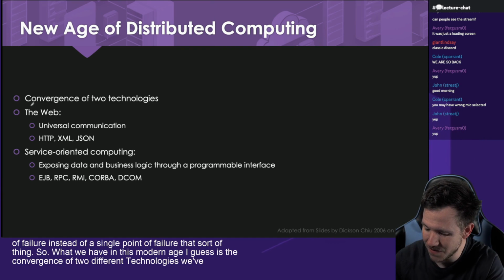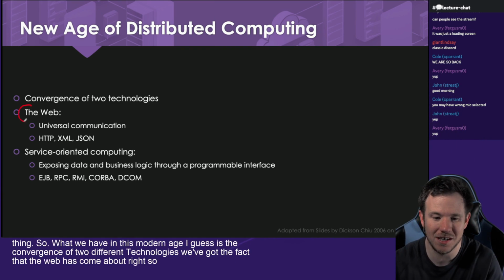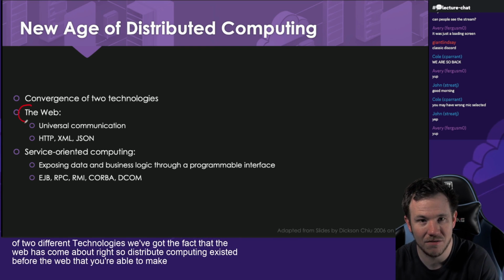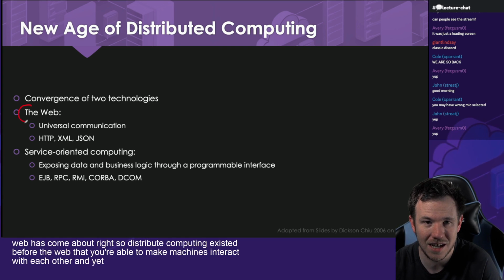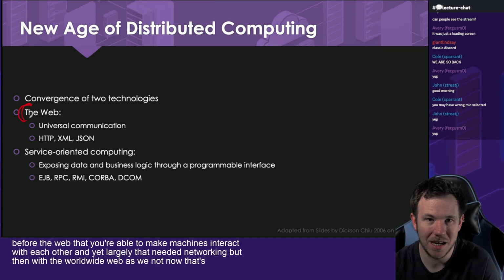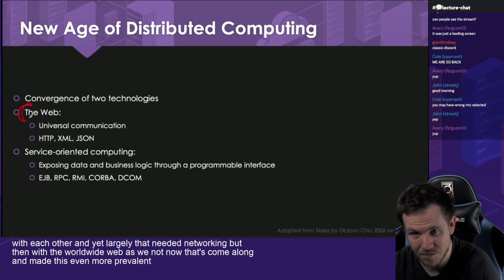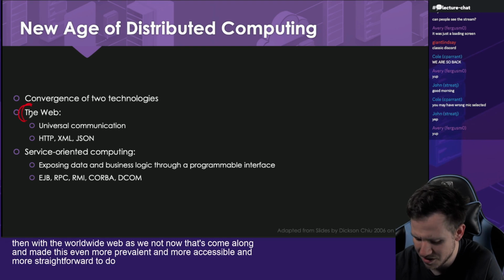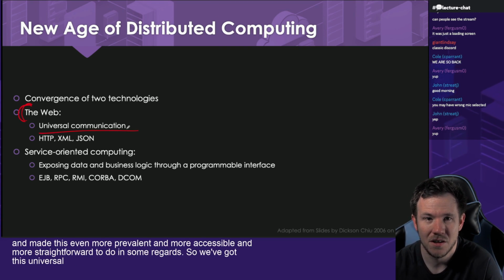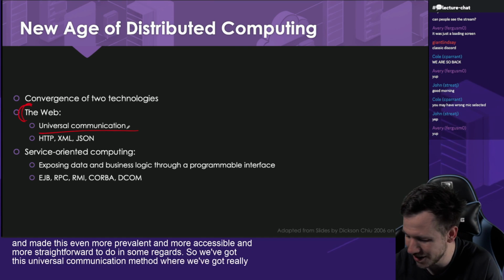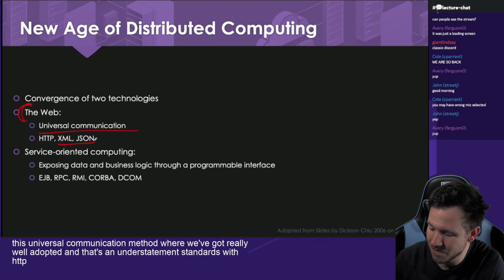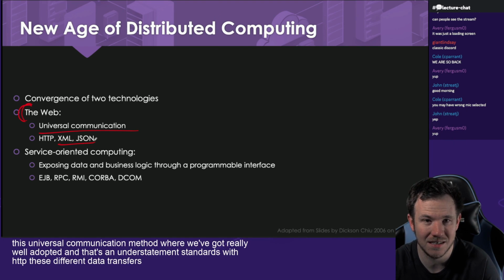We've got the fact that the web has come about, right? So distributed computing existed before the web, in that you were able to make machines interact with each other, and largely that needed networking. But then the World Wide Web as we know it now has come along and made this even more prevalent and more accessible and more straightforward to do in some regards. So we've got this universal communication method, with really well adopted, and that's an understatement, standards like HTTP, and these different data transfer standards like XML and JSON.